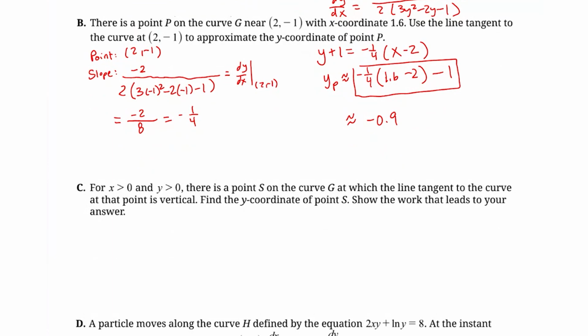With these, you do have to calculate that slope out. I suppose you could get away here, if you did not want to do the arithmetic on that slope, with saying y at P equals, or approximately equals, although they don't take off points for equals versus approximately, so you don't have to worry about that. Instead of writing negative 1/4, you could just say negative 2 over 2 times 3 times negative 1 squared minus 2 times negative 1 minus 1, times 1.6 minus 2, minus 1, and that will work too.